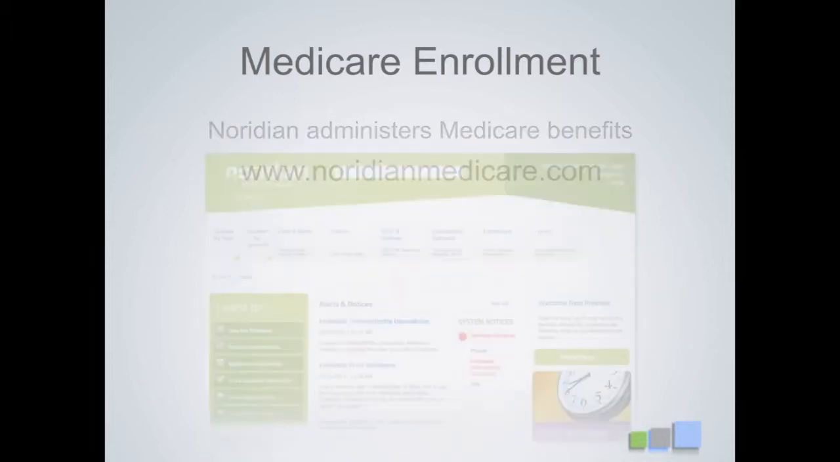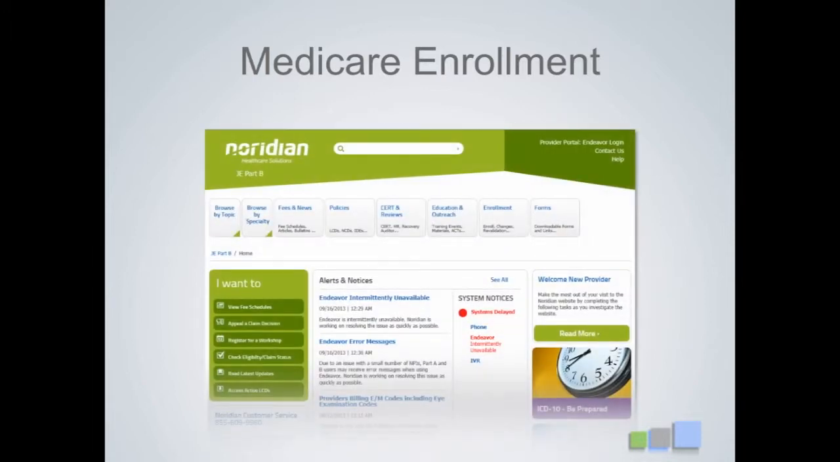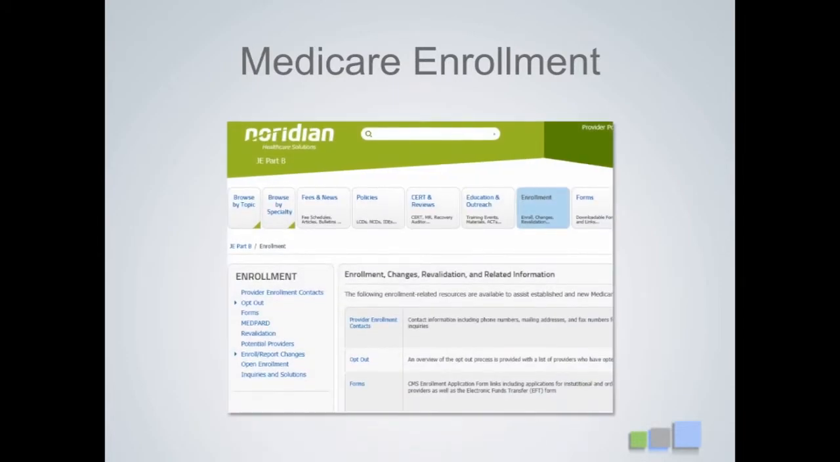Once you've accepted the terms of the agreement, you'll find yourself on Noridian's Medicare enrollment site. Look for the Enrollment tab to begin your Medicare enrollment process. We recommend the Enroll Report Changes as the most user-friendly option to proceed with your enrollment. The site will guide you through the steps. Once you're enrolled, this option will also serve existing Medicare providers to report changes as needed.